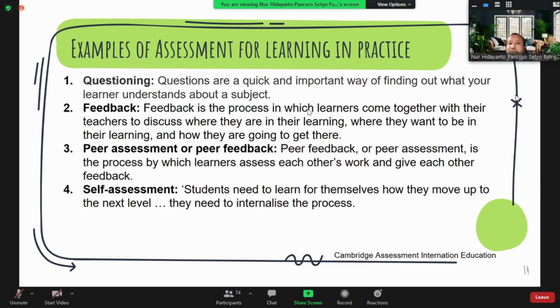We need to provide them with rubrics. We need to provide them with guidance. Kira-kira yang harus dicek itu A, B, C, D. These points, A, B, C, D, E. And you will get there.